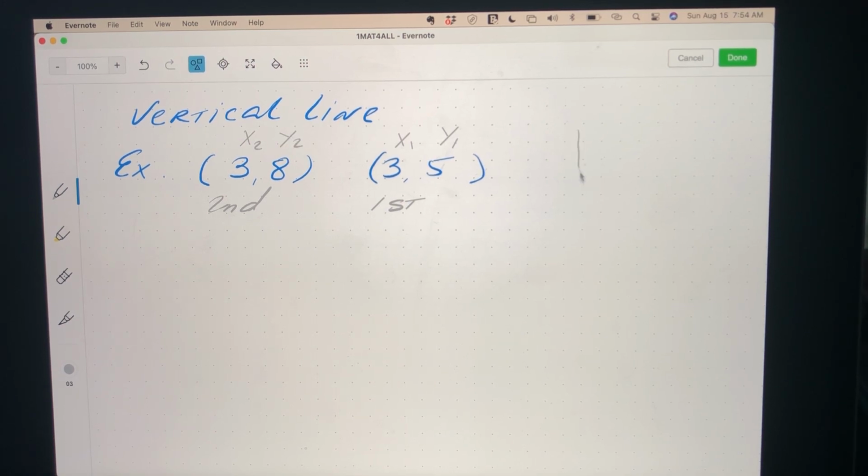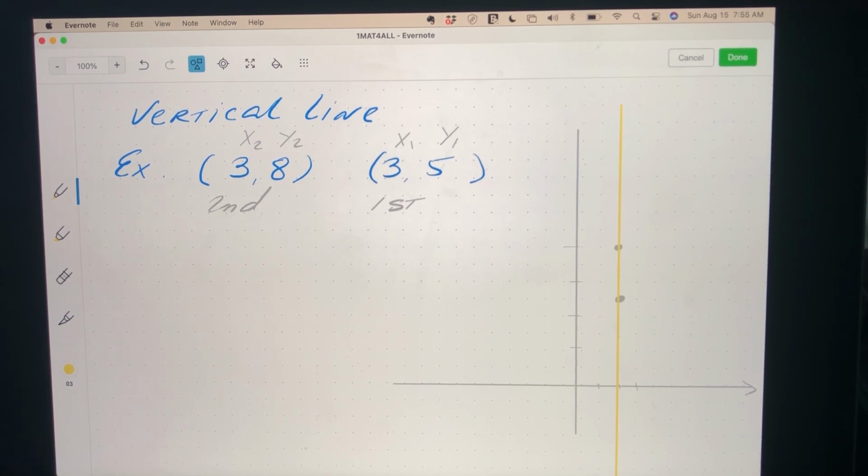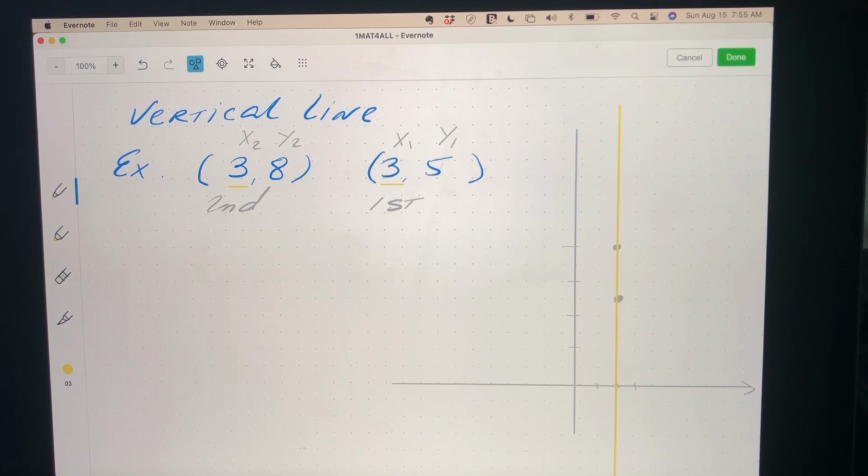If we were to make a sketch, we would see that the points line up on the same vertical line. So here is 1, 2, 3, and 2, 4, 6, 8. So (3, 8) would be about here, and (3, 5) would be somewhere here. And if we were to make a line through these two dots, we should see that it is vertical. Now, we also notice that both x-coordinates are the same. So let us use the equation of a line to come up with the equation for the vertical line.